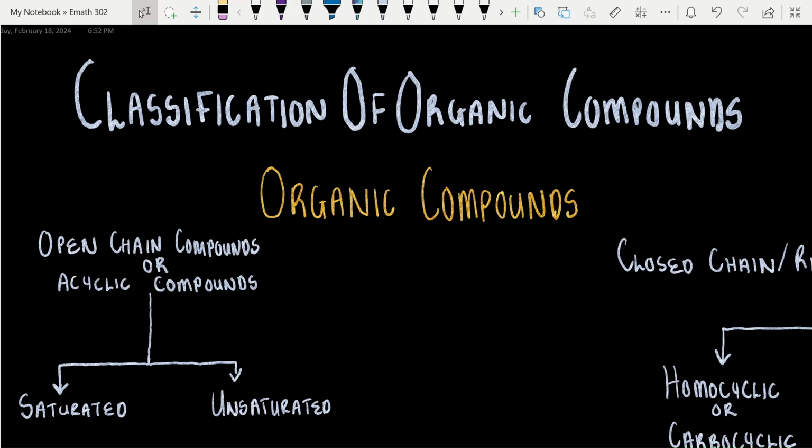Now, in here, we are not really classifying according to that. We are still doing the same thing, but we are not classifying using the family names, the homologous series. A homologous series is a family, like alkanes, alkenes. We're not going to be using that. Here we're going to be classifying using something else.